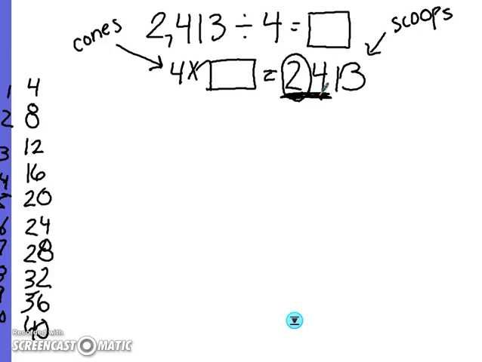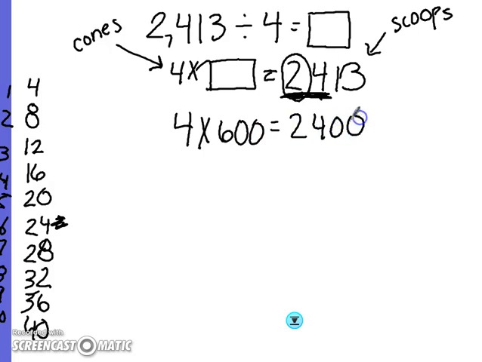So to figure out how many I can share, I need to come over and roll my multiples. 4, 8, 12, 16, 20, 24, 28, 32, 36, 40. Oh, I went too far. 4, 8, 12, 16, 20, 24. I'm going to stop right here. So if I look over here to the side, it says I should multiply by 6. Well, 4 times 6 is 24. That's 24 ones. I'm trying to get 2,400, so I know I need to multiply 4 times 600. So I'm going to show that by writing 4 times 600 equals 2,400.